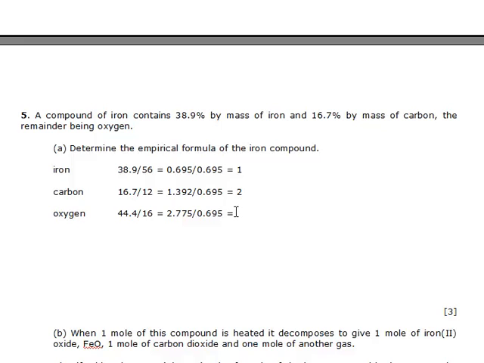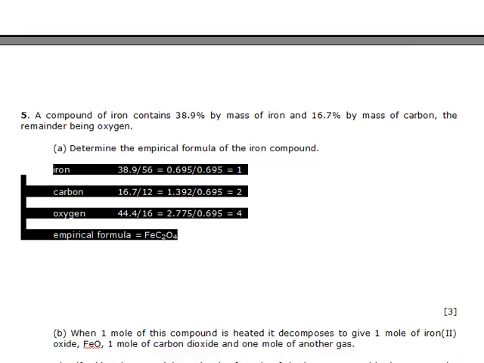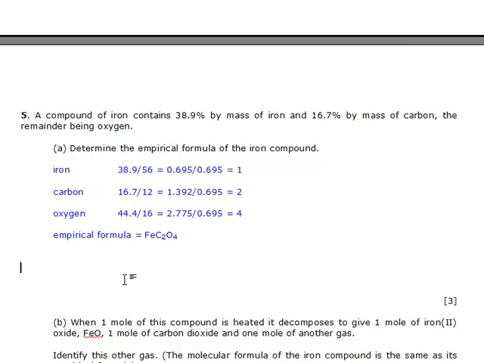And the next one, 2.775 divided by 0.695, comes to 3.99. Well, it comes to 4, as close to 4 as you're going to get. So our empirical formula is FeC2O4. Let's colour that in so we can see it's the answer. And that's for our 3 marks here.